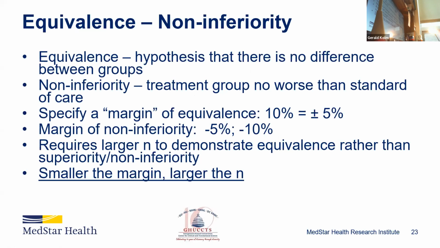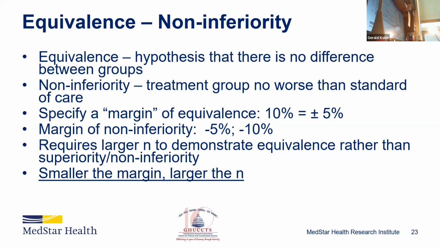I'm not going to go through the formulas here because they get a little more complex. But instead of looking at superiority, if we want to look at equivalence or non-inferiority, then a hypothesis of equivalence means that there's no difference between groups. And you can't make that conclusion based on a non-significant test. The same thing is true of non-inferiority, where you want to show that a treatment group is no worse than the standard of care or the placebo or whatever the comparison group is.